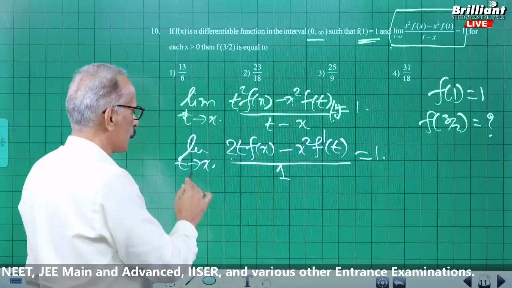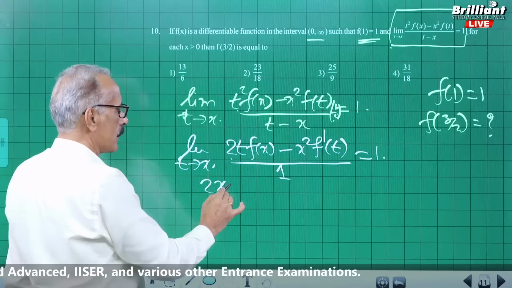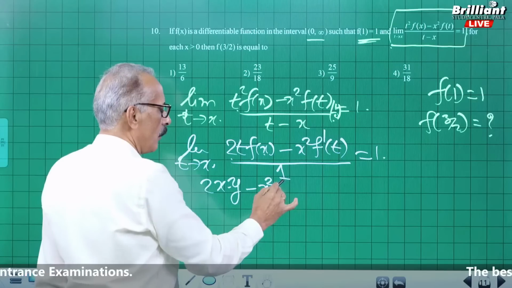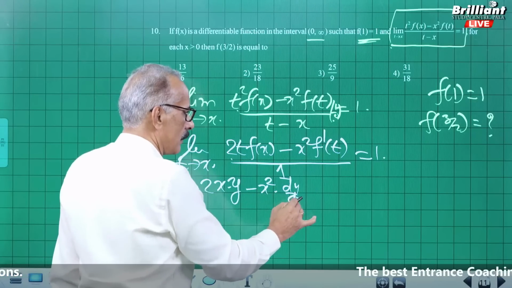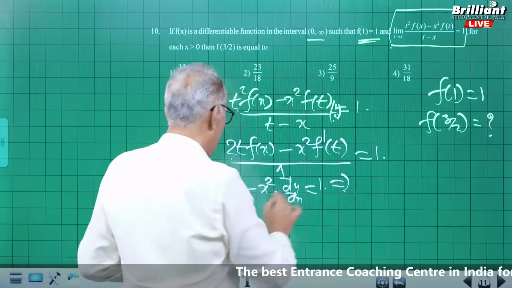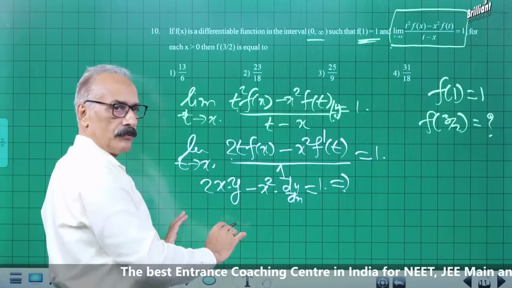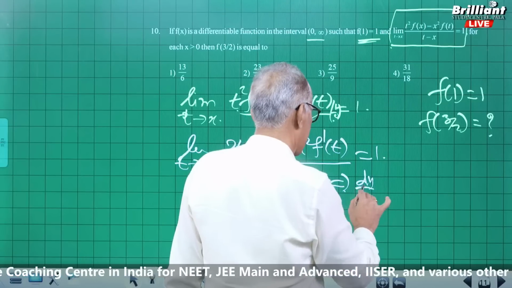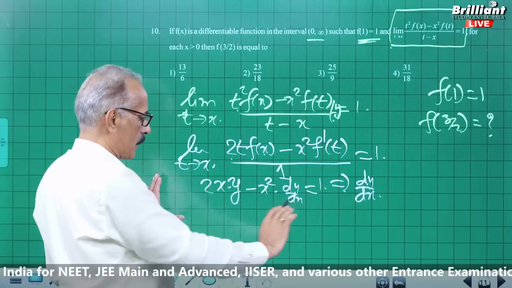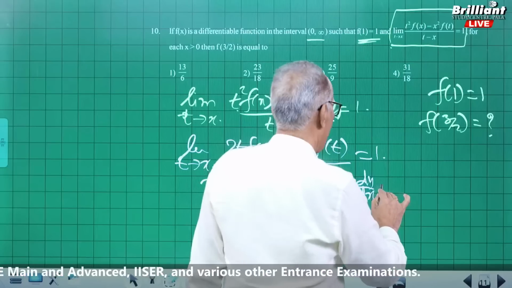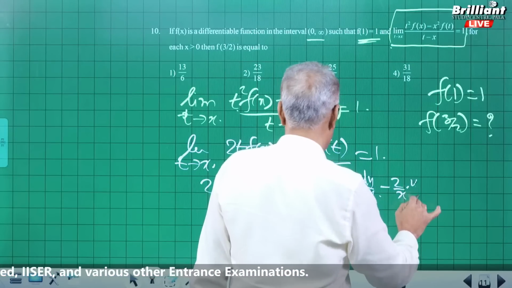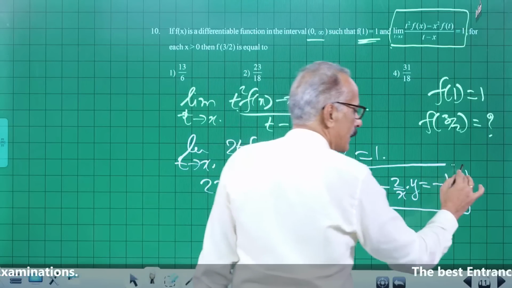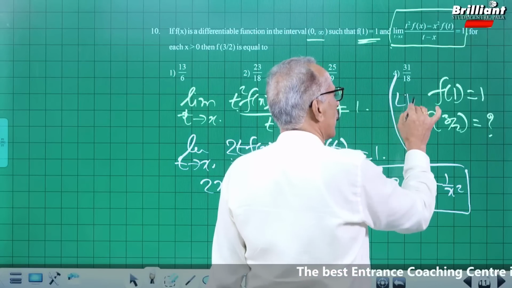Well, fine, you substitute t is equal to x. 2x into, what is this f(x)? y. Minus x square into, what is this? dy by dx equal to 1. So, let us divide. This is a differential equation now. So, let us divide by x square. So, dy by dx minus x square. We divide throughout by minus x square. Okay. Then dy by dx minus 2 by x into y equal to minus 1 by x square. Yeah, we have landed at a linear differential equation.